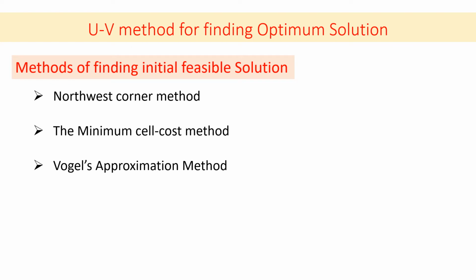By the way, as I said in the previous slides, the methods of finding initial feasible solutions are three, which we have discussed in lesson 13 and lesson 14: the northwest corner method, the minimum cell cost method, and Vogel's approximation method. These methods only find the initial feasible solution. So to find the optimum solution, we have to use the UV method, starting from the initial feasible solution.